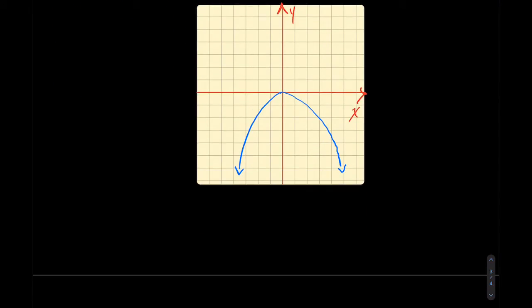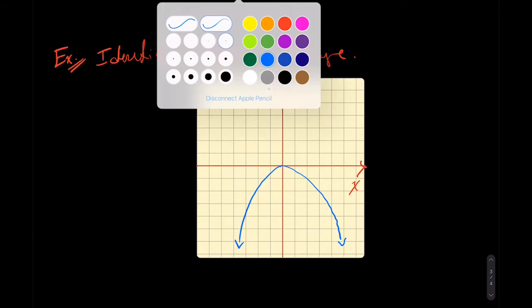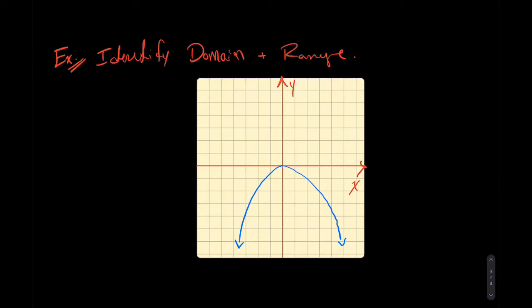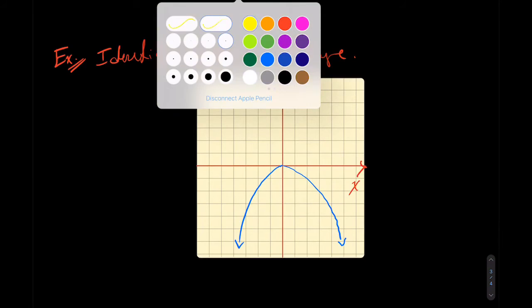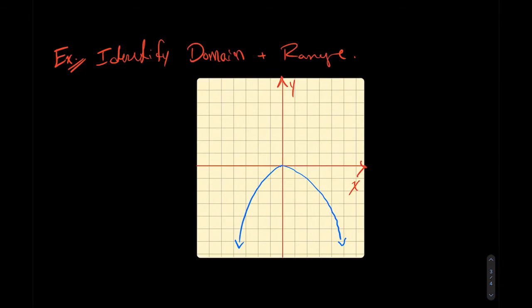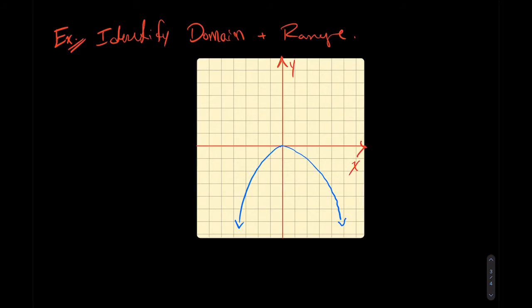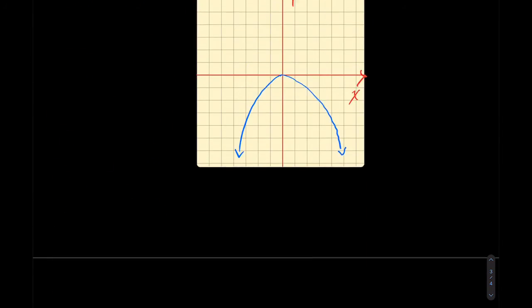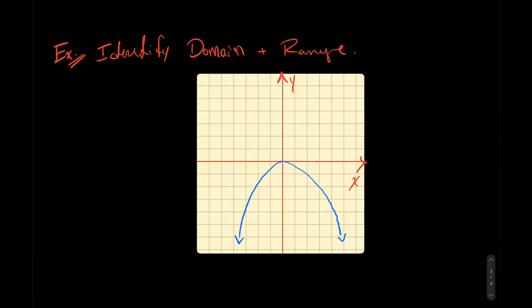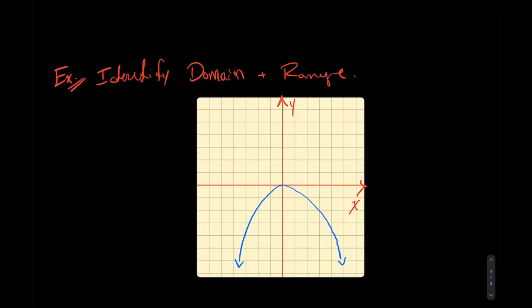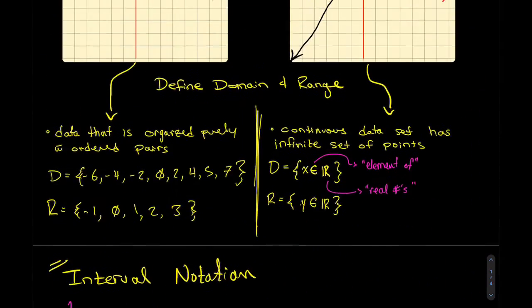Let's look at this one. Let's identify the domain and range. Since we have a continuous function like this, we can use interval notation. We can use that. But what I'm going to use first is the notation that we used before with that element of the reals, okay?